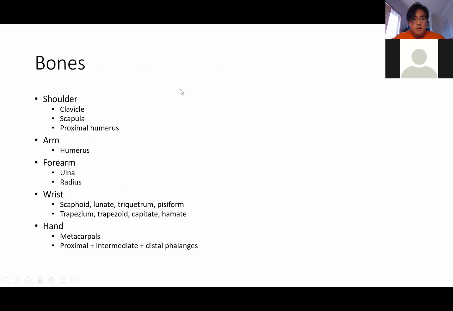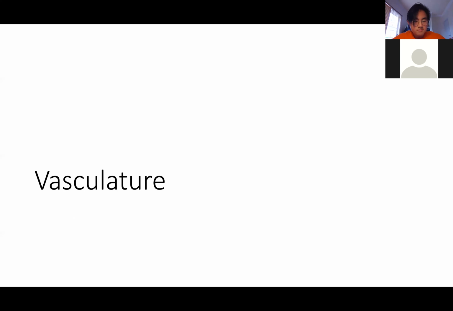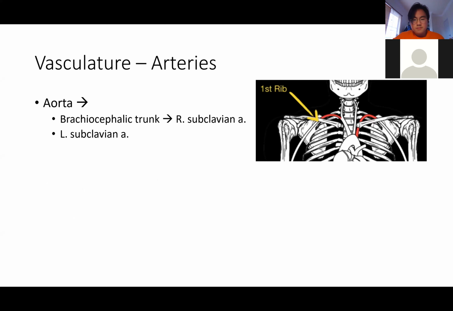These are the bones of the upper limb. We're not going to touch on it that much. I think you guys should know it pretty well, or have a general idea of the bony landmarks. So vasculature, just going to do a quick run through.